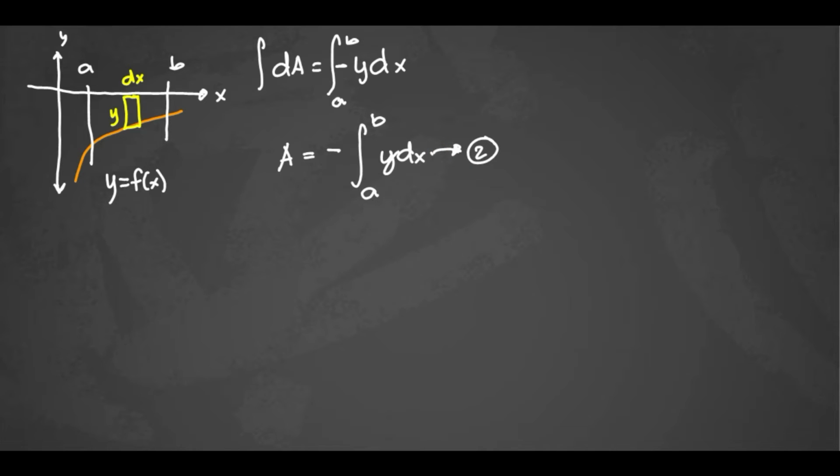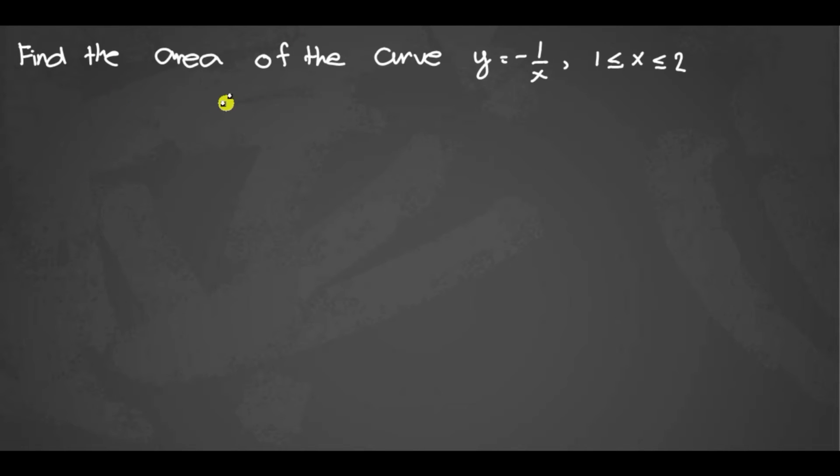Now let's proceed to our next example. We will need to find the area of the curve y is equal to negative 1 over x, and it is bounded from x is equal to 1 to x is equal to 2. Looking at our function, y is equal to negative 1 over x, you will notice that we have a variable in the denominator, in which this is an example of an asymptotic function, meaning that if x is equal to 0, then our function will be undefined. So we will have a graph that will look like this. This is an example of an asymptotic function.